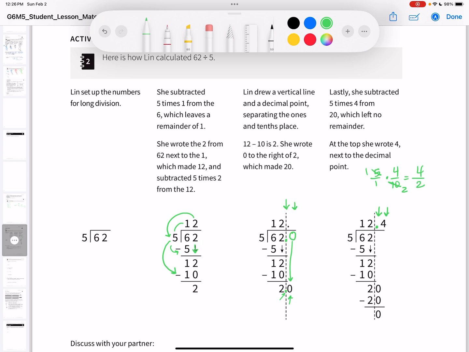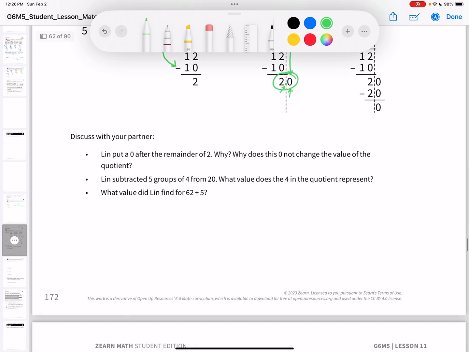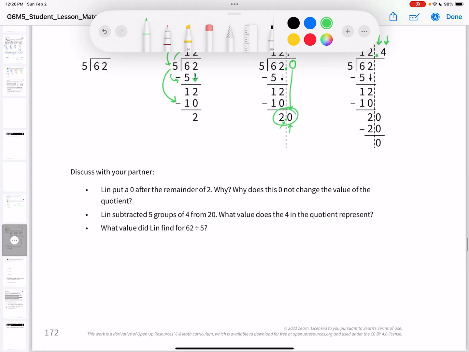All right. And then 4 divided by 2 is 2. So that's where that 2.0 comes from. Okay. So Lynn put a 0 after the remainder of 2 right here. Why does this 0 not change the value of the quotient? Because we have that decimal there.